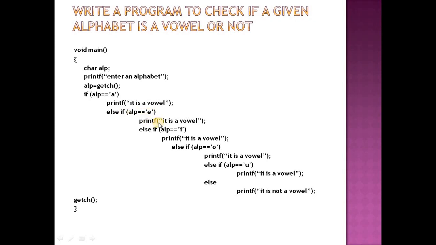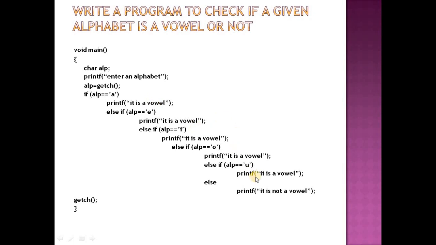If this is true, printf, it is vowel, will get executed and this part of the program will be skipped and we will directly come to getch. This will continue for I, O and U. If none of the variable is A, E, I, O, U, then this statement will get executed. Print, it is not a vowel, end of the program. So it is the way of writing the program in this fashion with the different indentations so that it looks like a ladder. So I hope you have understood this program.